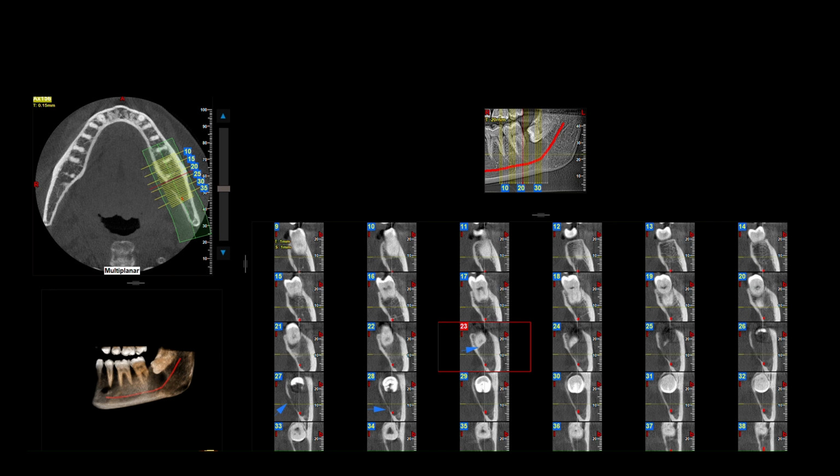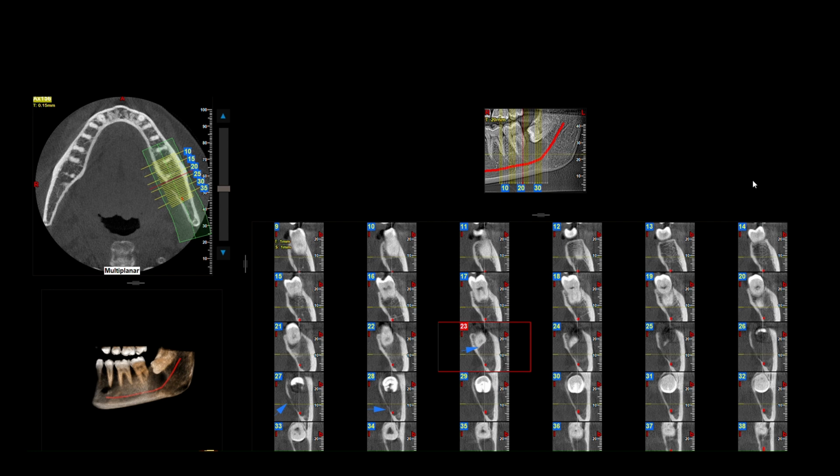Hello all, today we are evaluating a small field of view CBCT of a 35-year-old female who presented with a suspected pathology in the left posterior mandible. Starting with the cross-sectional view, on the top left side you see a reference axial image. Here is a reconstructed panoramic image, and these are the cross-sectional sections of the same patient.